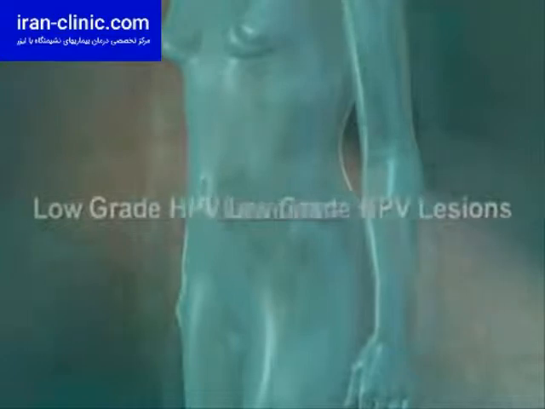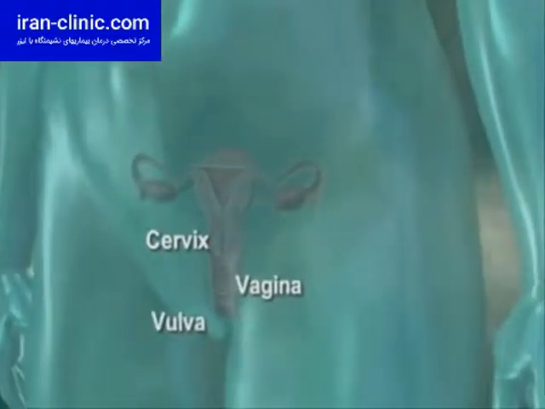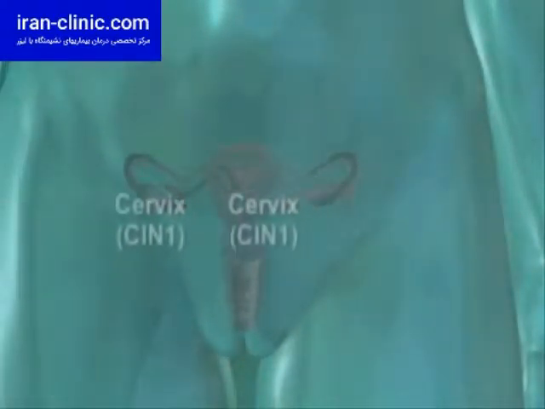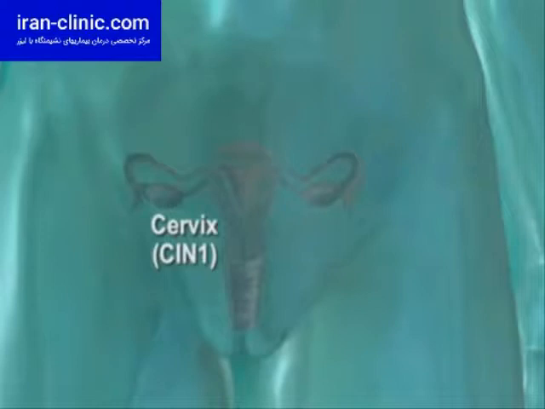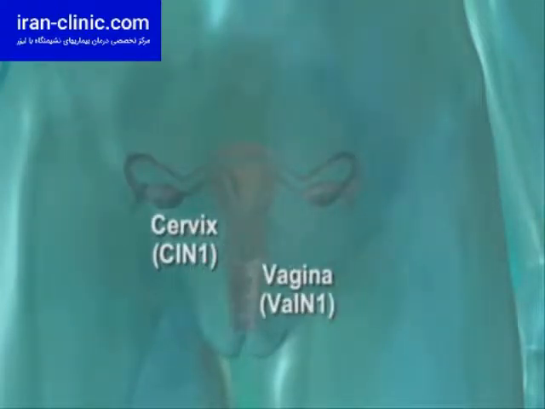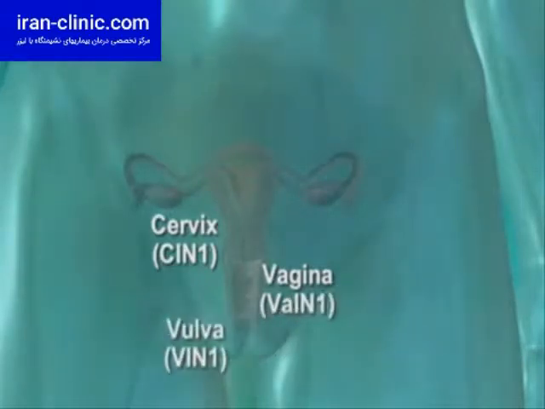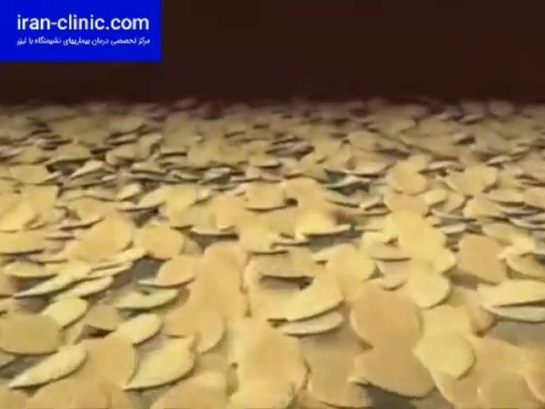Low-grade intraepithelial neoplasias in the mucosa of the cervix, vagina, or vulva are described histologically as cervical intraepithelial neoplasia grade 1, vaginal intraepithelial neoplasia grade 1, and vulvar intraepithelial neoplasia grade 1. These lesions may be caused by infection with low risk as well as high risk HPV, which undergo the processes previously described in the life cycle of HPV.